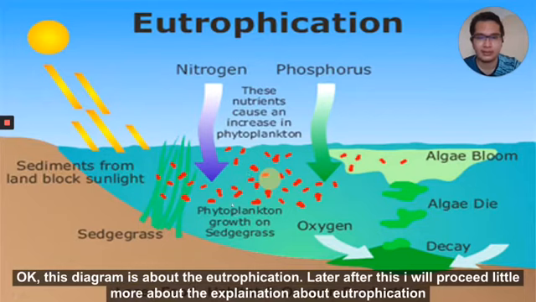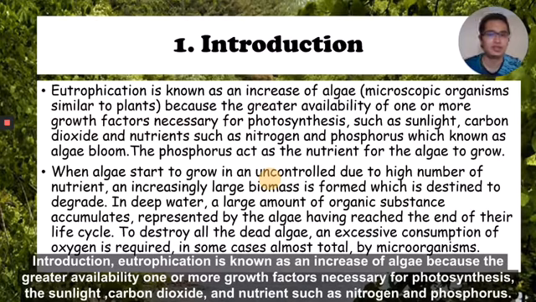Okay, this diagram is about eutrophication. Later after this, I will proceed with a little more explanation of eutrophication. Introduction. Eutrophication is known as an increase of algae because of the greater availability of one or more growth factors, such as sunlight, carbon dioxide, and nutrients such as nitrogen and phosphorus.